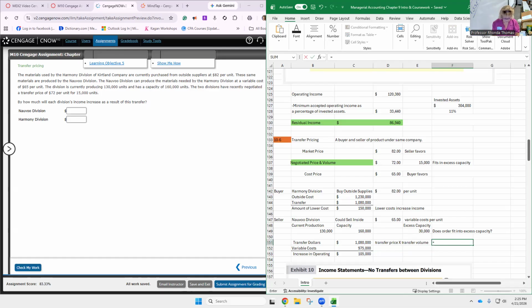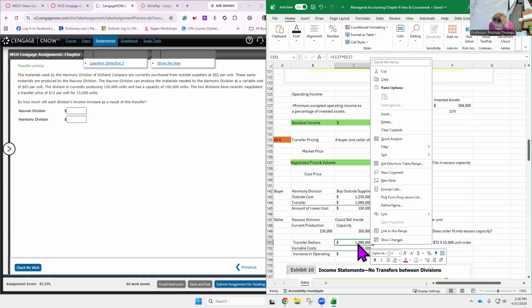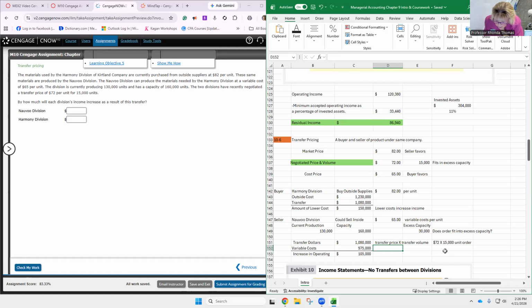So you know that's what it is. This equals the agreed upon $72 negotiated price times 15,000 unit order. We want this to show, so get rid of the equal sign. We want to see how that's calculated. Then this one is calculated based on that same volume, but the variable cost per unit. And they said it's $65. So variable cost per unit is 65. Then this is going to be the variable cost per unit times the transfer volume.